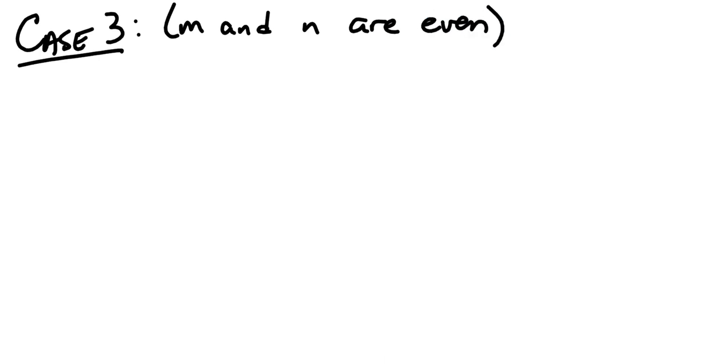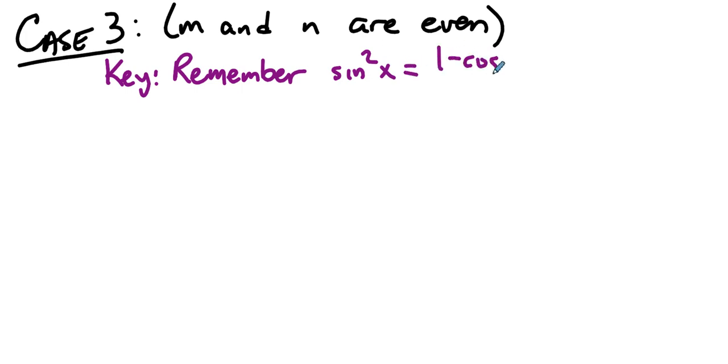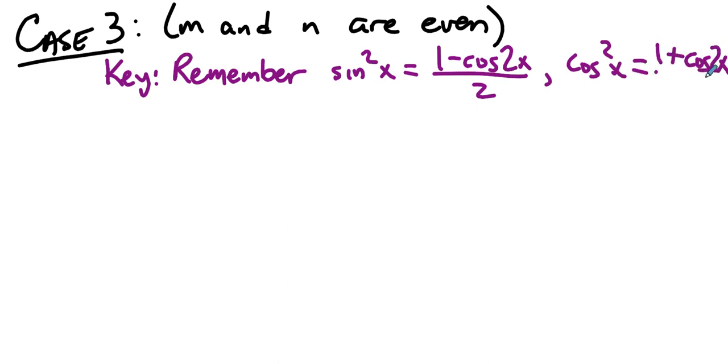This one's a bit of a mess. This is the case where m and n are even. And if this happens, the key is to remember that sine squared x is (1 minus the cosine of 2x) over 2, and cosine squared x is (1 plus the cosine of 2x) over 2. One of those is going to be necessary. We're going to need at least one of those, maybe both of those.